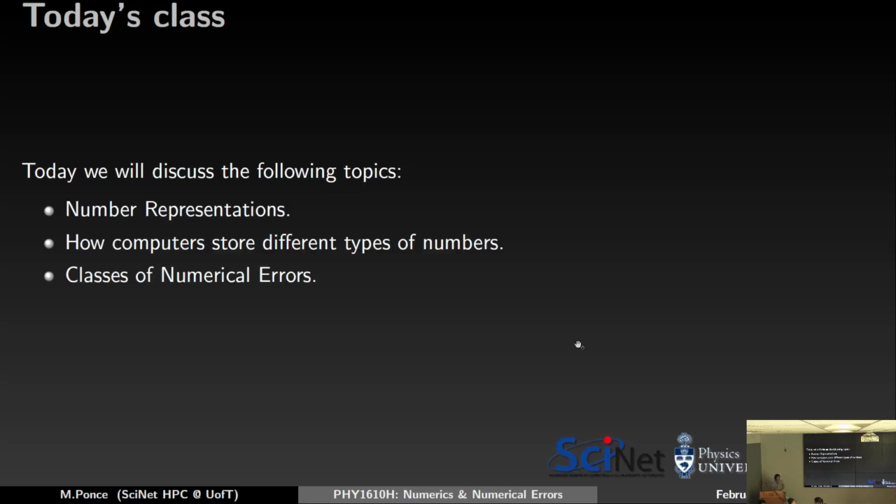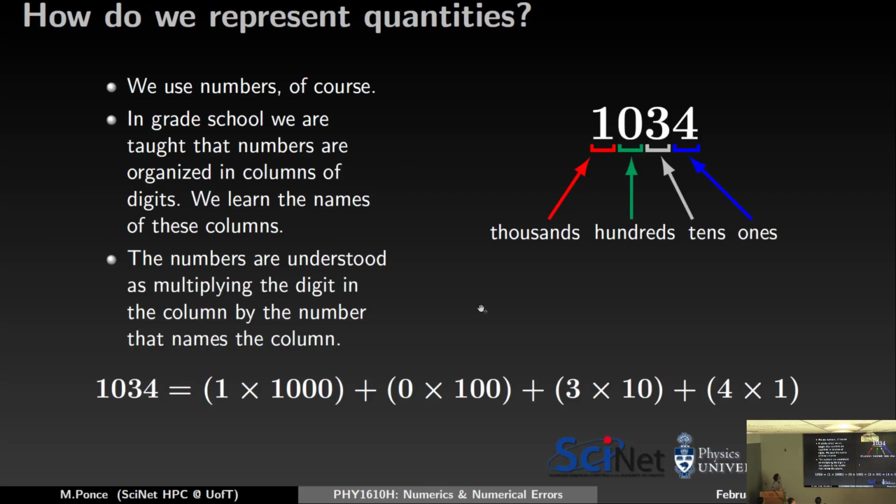So let's start by looking at how we actually represent numbers. And let's take this example, 1034, right? And we all know that we can split this number into the columns of thousands, hundreds, tens, and ones. And if you want to explicitly mention that, you put the unit in front of each of these columns. For instance, 1 times 1000, 0 times 100, 3 times tens, and 4 times ones, right? So that's a very naive but clear way we can represent this number.